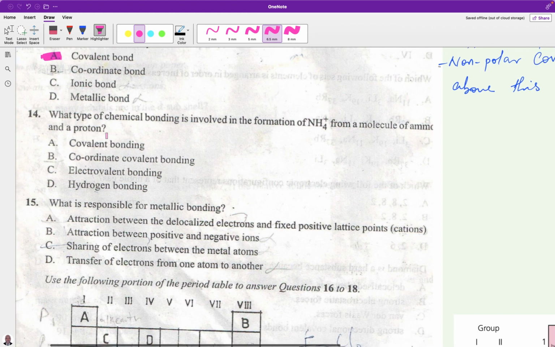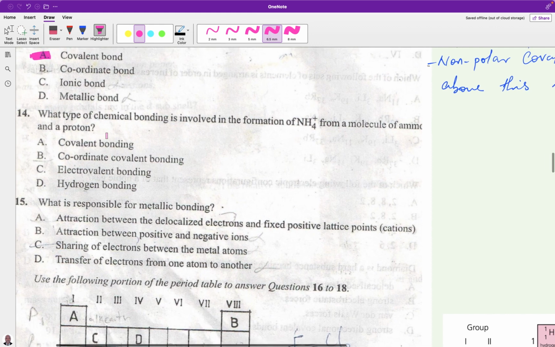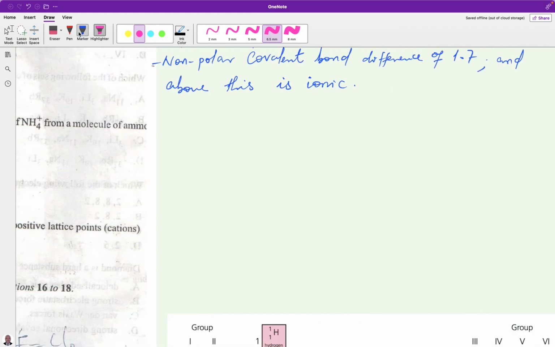Ammonia and a proton is what there is. It should be noted, if you look at this molecule here, this is the molecule of ammonia. Ammonia has 2 electrons here, a hydrogen here, and a lone pair of electrons on the nitrogen. And there is a proton here.